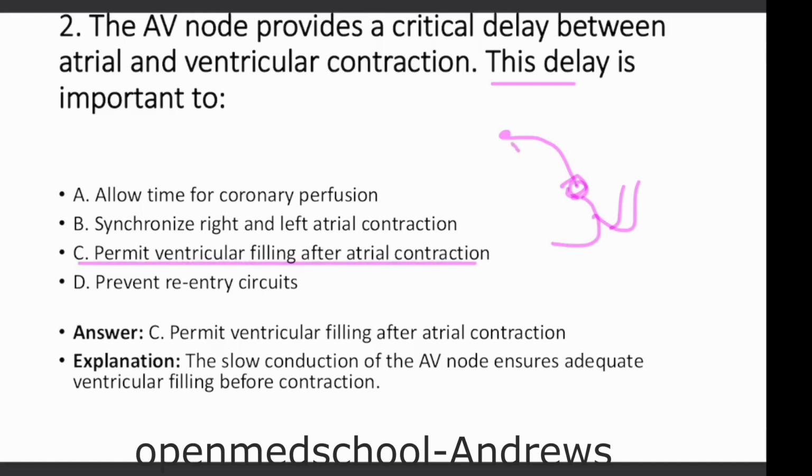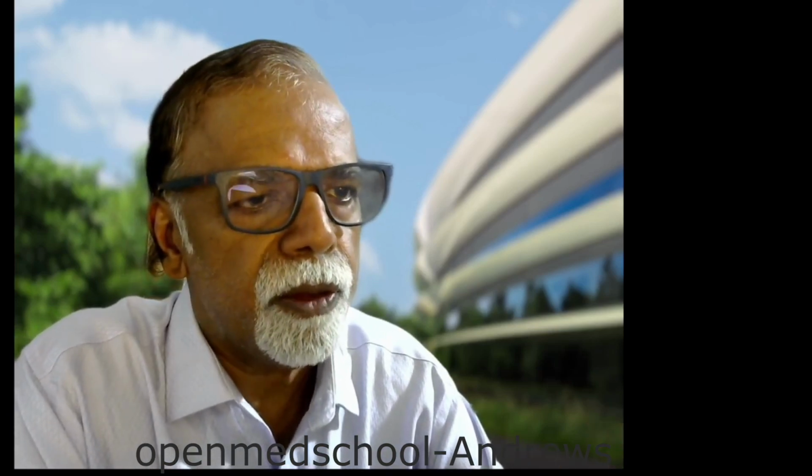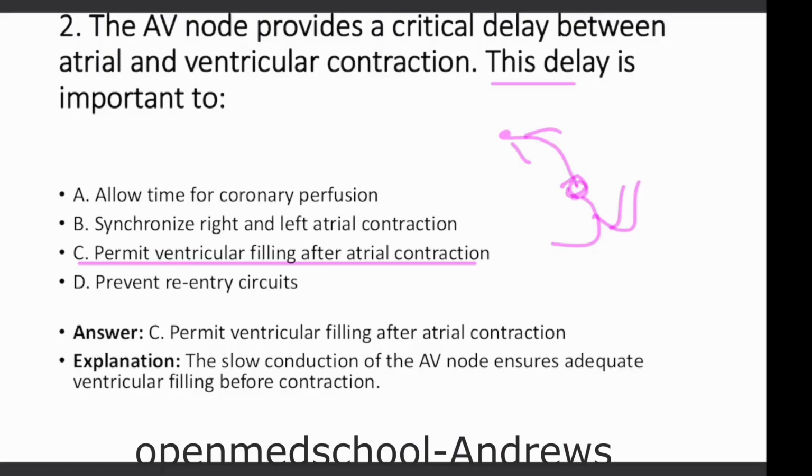During atrial depolarization, the atrium is contracting, and during that time the ventricle is in diastasis. That is, the ventricle is relaxing and getting time. Only if there is a delay in this impulse reaching the ventricle can the ventricle completely accommodate the blood and start systole. So the correct answer is, permit ventricular filling after atrial contraction. This concept you should know.